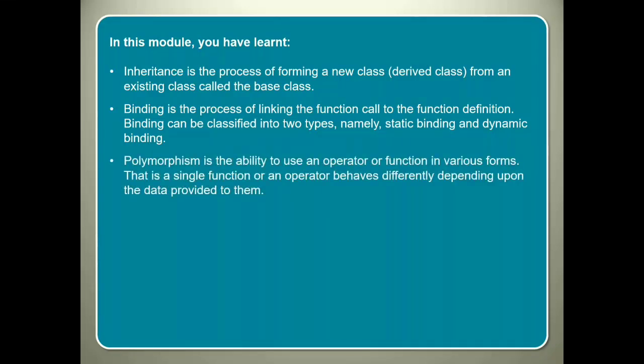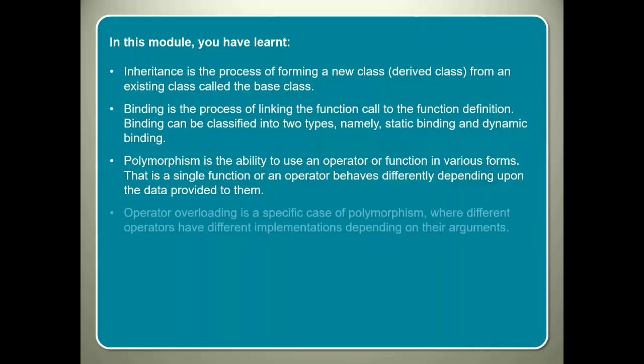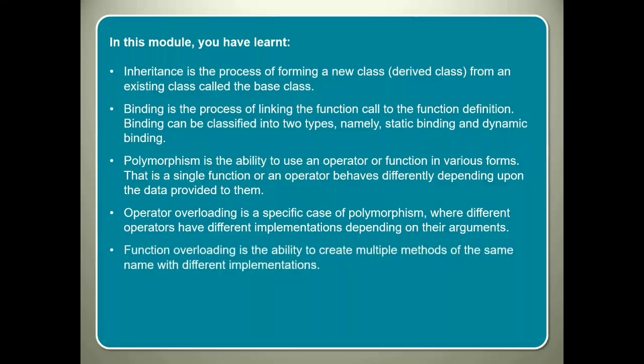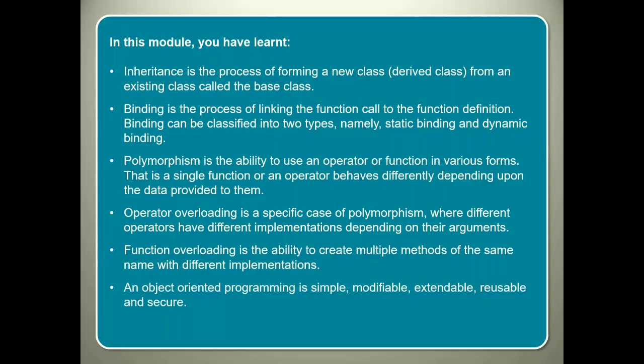Polymorphism is the ability to use an operator or function in various forms. That is, a single function or an operator behaves differently depending upon the data provided to them. Operator overloading is a specific case of polymorphism, where different operators have different implementations depending on their arguments. Function overloading is the ability to create multiple methods of the same name with different implementations. Object-oriented programming is simple, modifiable, extendable, reusable, and secure.